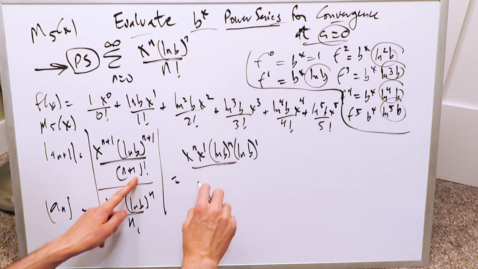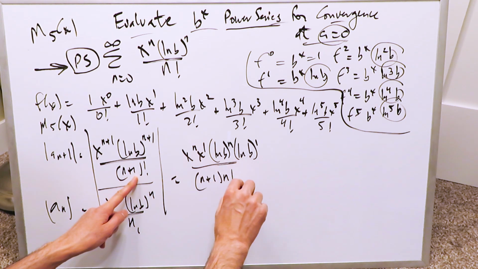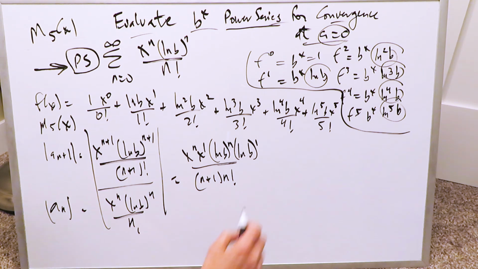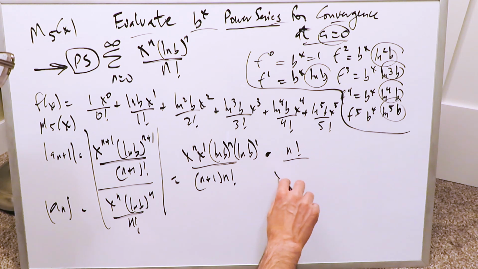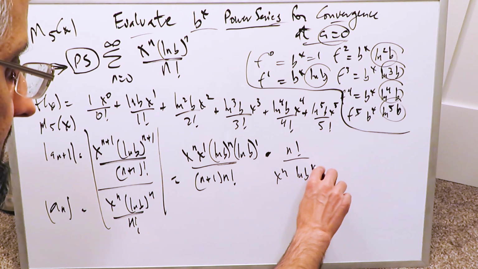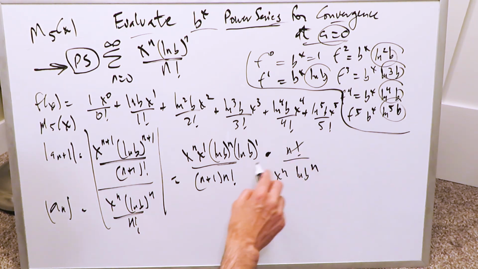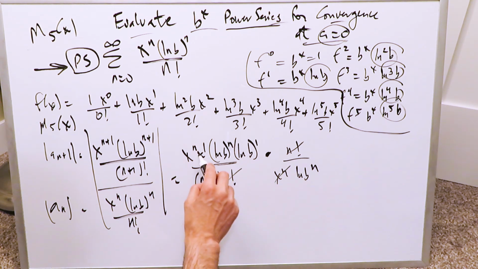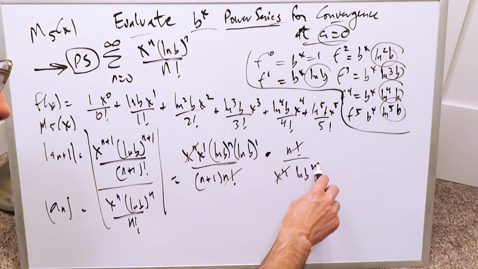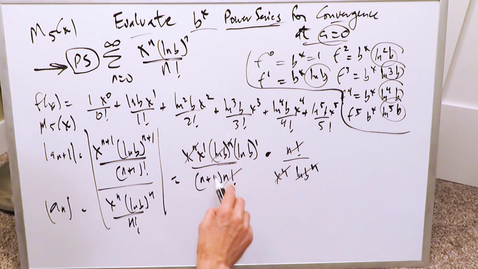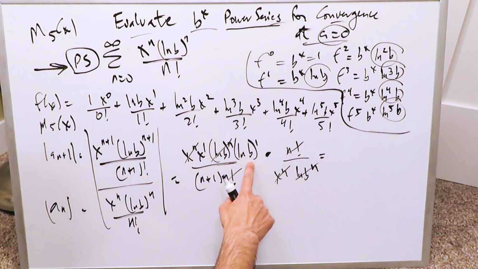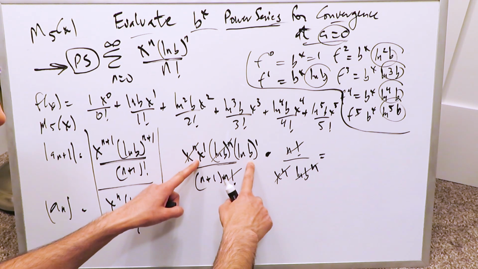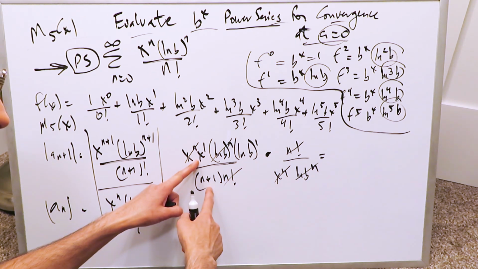You know this in terms of a shortcut is n plus 1 times n factorial. I've shown you that in one of the videos. Multiplied by the reciprocal of this. Here you'll have an n factorial, here you'll have x to the n, natural log b to the power of n. Cancel out your terms. This cancels out, that cancels out, that. Natural log b to the n cancels out with this. What are you left with? You're left with natural log b, you're left with this, and you're left with that.